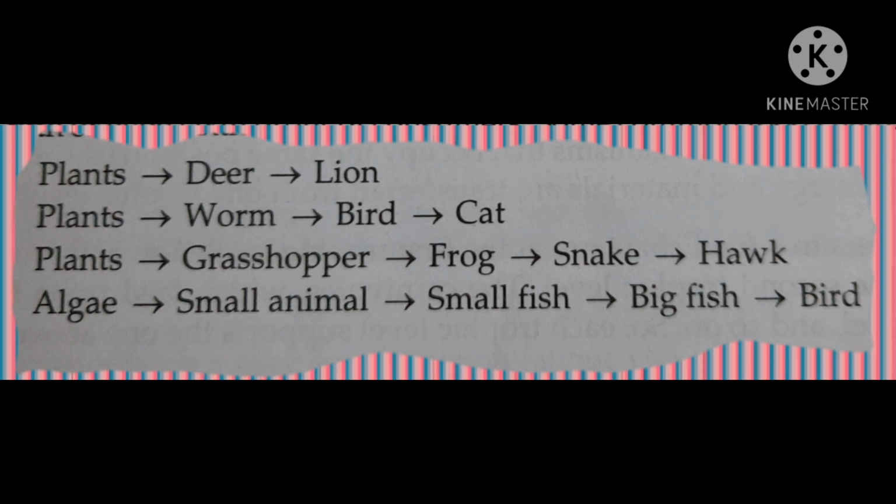The flow of energy is unidirectional in a food chain. It does not revert back. The energy moves progressively through the various trophic levels. It is no longer available to the previous level.